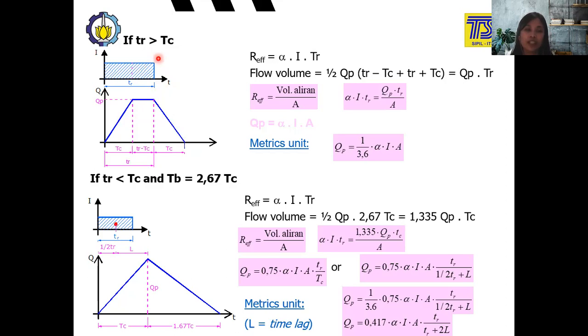So if the rainfall is happening longer than the time of concentration, the hydrograph will not be a triangular hydrograph, but a trapezium hydrograph. The equation will also be different because to calculate the flow volume, we need to calculate the area of the hydrograph. For the previous equation, we used the area of a triangle, but here we need to use the equation for the area of the trapezium.